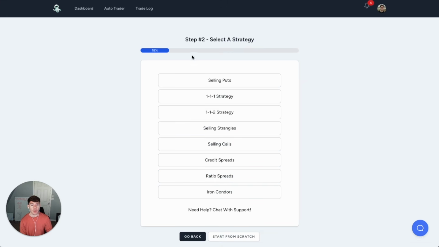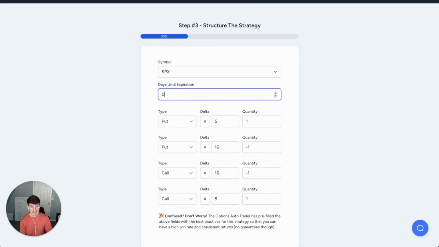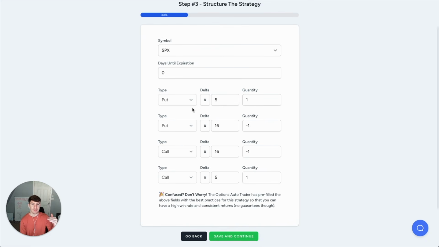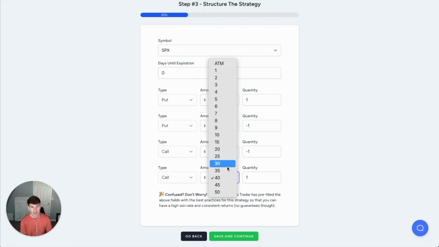You're going to click on what strategy we want to use, which for this example is an iron condor. We want to trade it on SPX, as that's cash settled. We want to do zero DTE. And when we're doing zero DTE, you want to do dollar distance away and not deltas. So let's change this to dollar distance away. This is structured $20 away for each of the sell puts, and then 20 away. If you want lower risk, you can make these 30 by moving the wings a bit closer.